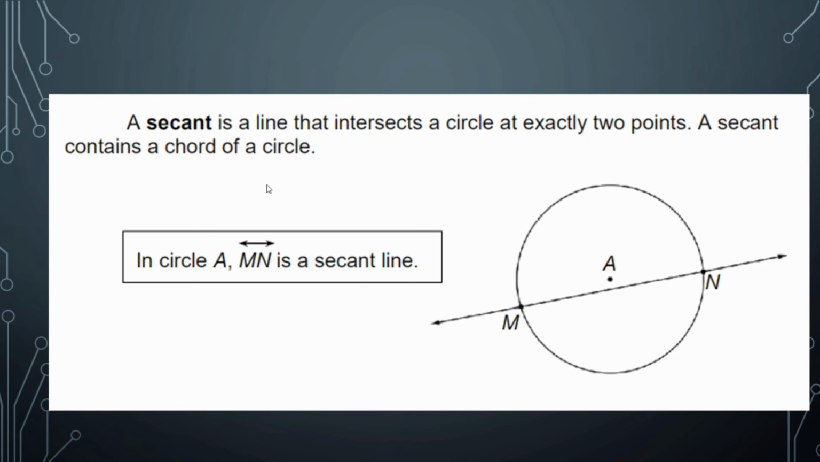Now, let's have the secant of a line. So, a secant is a line that intersects the circle at exactly 2 points. The secant contains a chord. So, we have here line MN as your secant line. Then, we have the chord, which is a line segment.